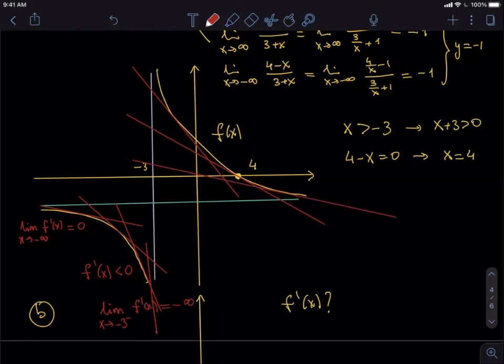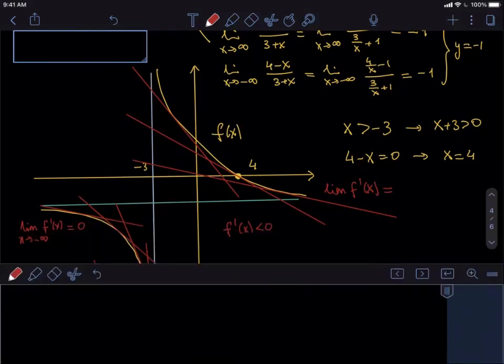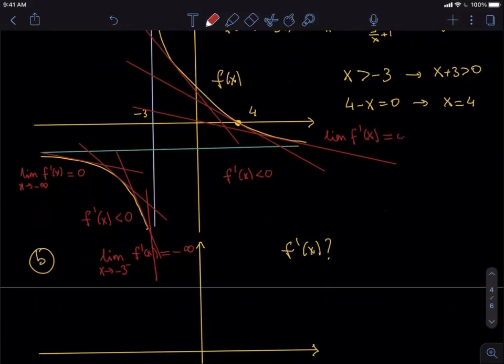So these slopes are also negative. Okay, they are also negative. And again, a similar thing happens. We have that the slopes flatten out as we move towards the right. Okay, so we have that the limit of f prime is 0 as x tends to infinity.